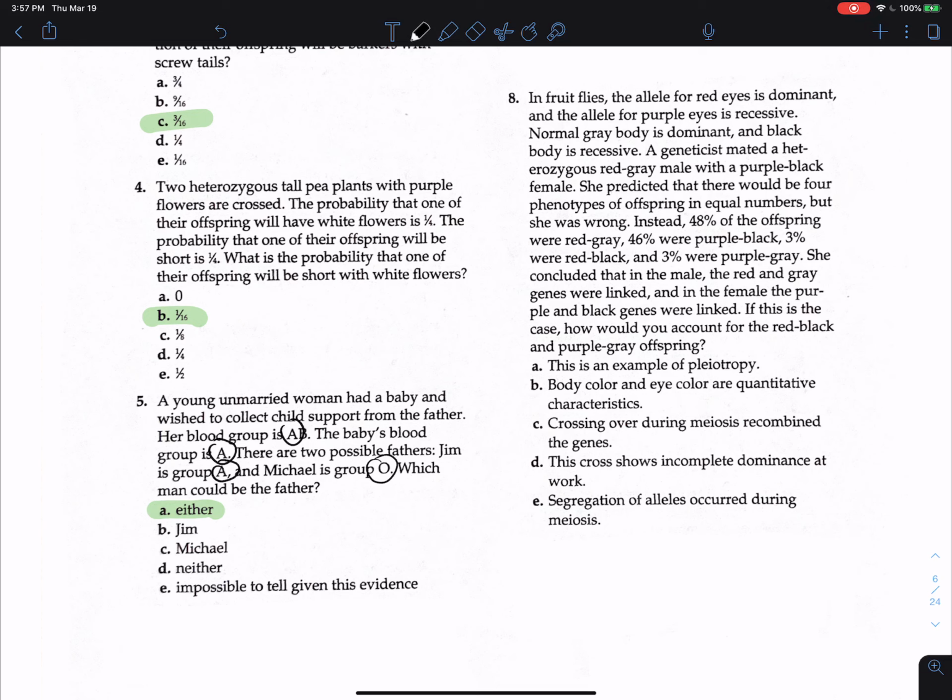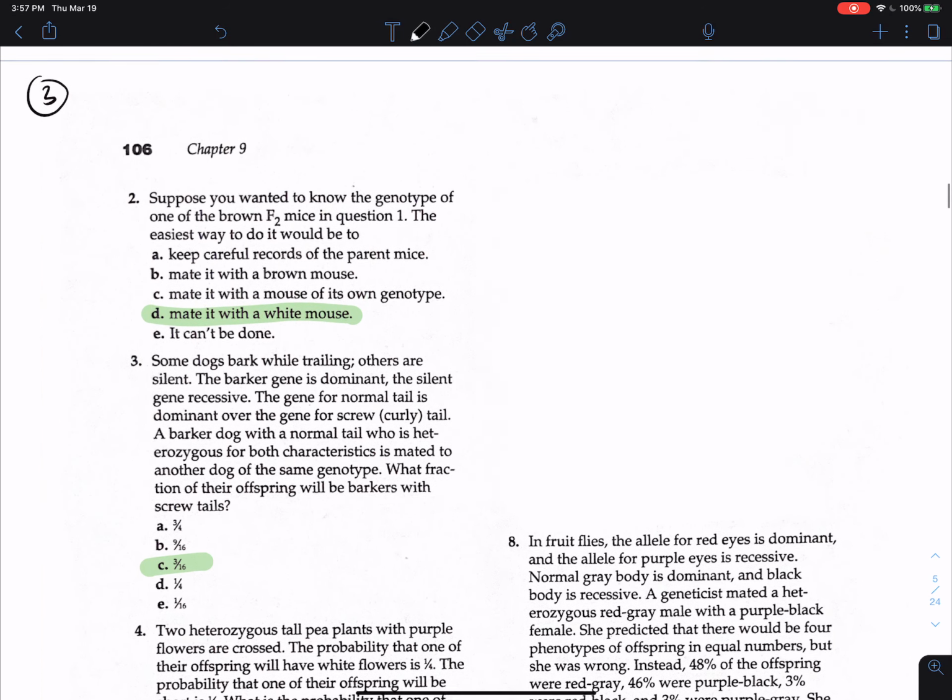So I guess our guy Michael's not out of the woods yet, right? So either one could be the father still. Okay? Not enough evidence to exclude Michael, in other words. Okay? Not looking good for Jim, though. Oh, what a silly question.